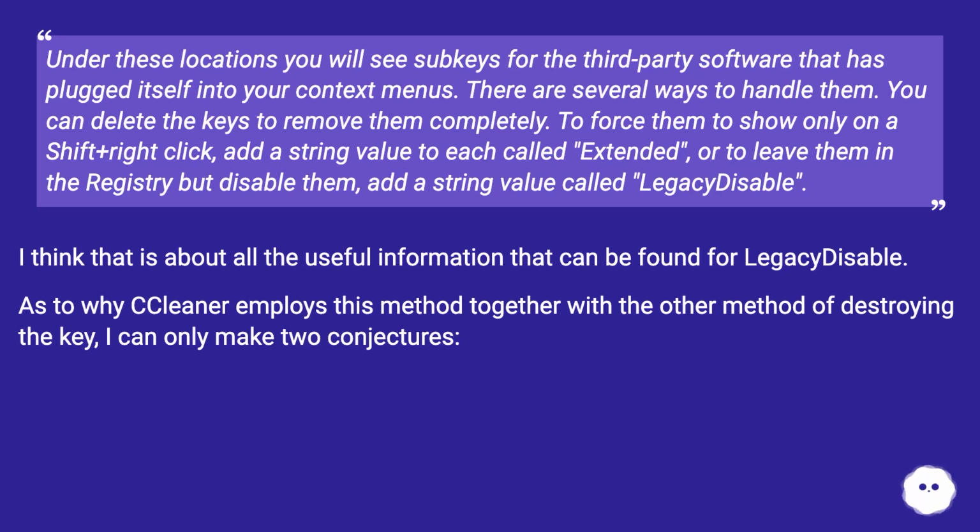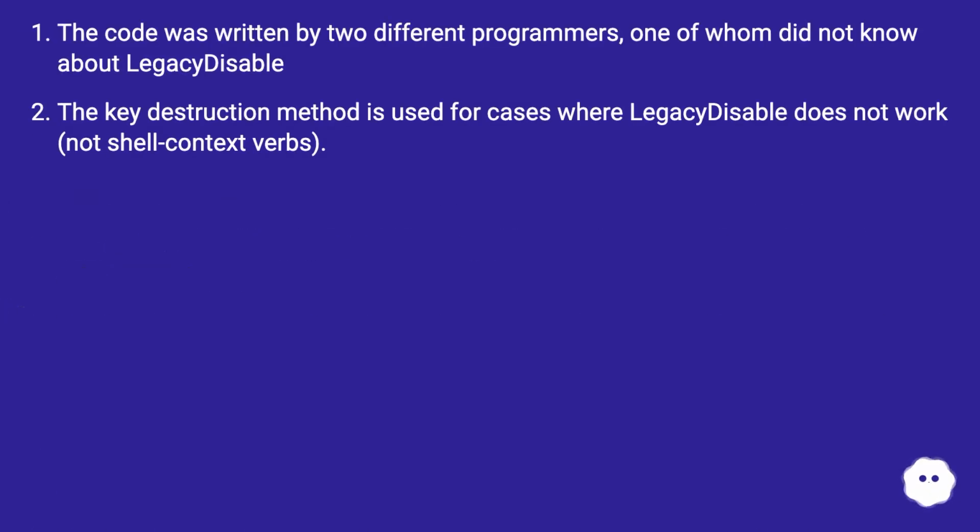As to why CCleaner employs this method together with the other method of destroying the key, I can only make two conjectures. The code was written by two different programmers, one of whom did not know about LegacyDisable. The key destruction method is used for cases where LegacyDisable does not work, not shell context verbs.